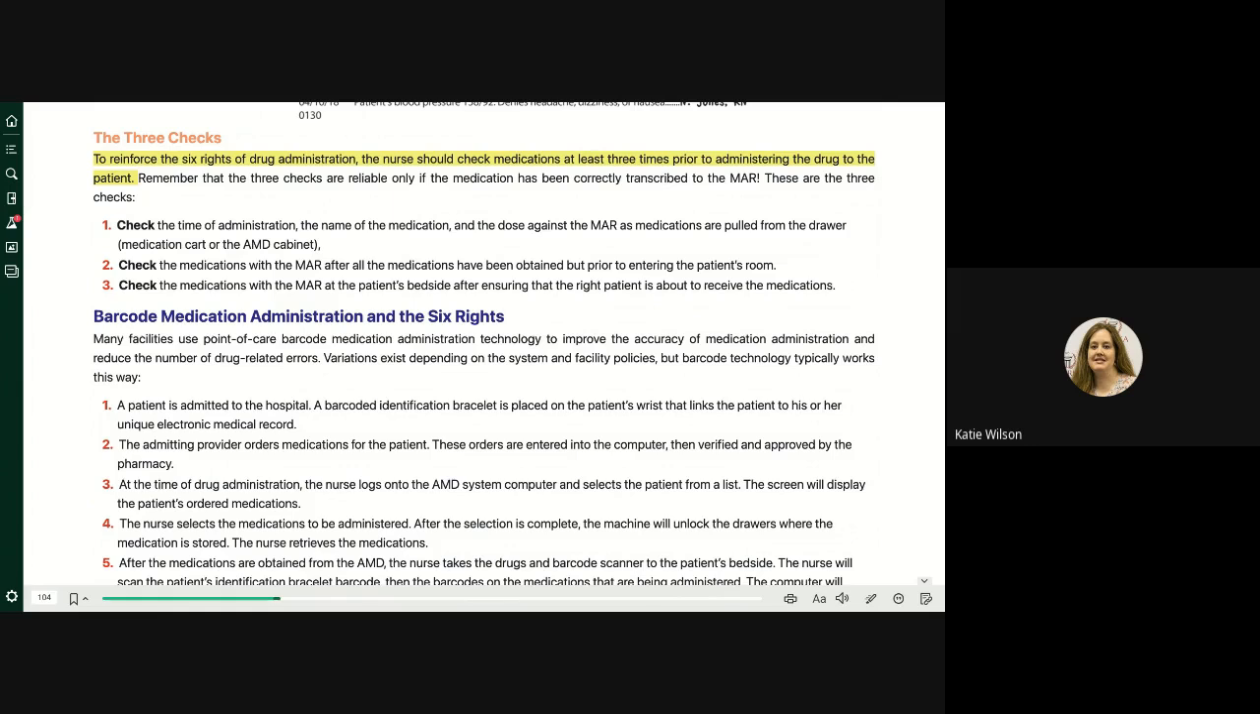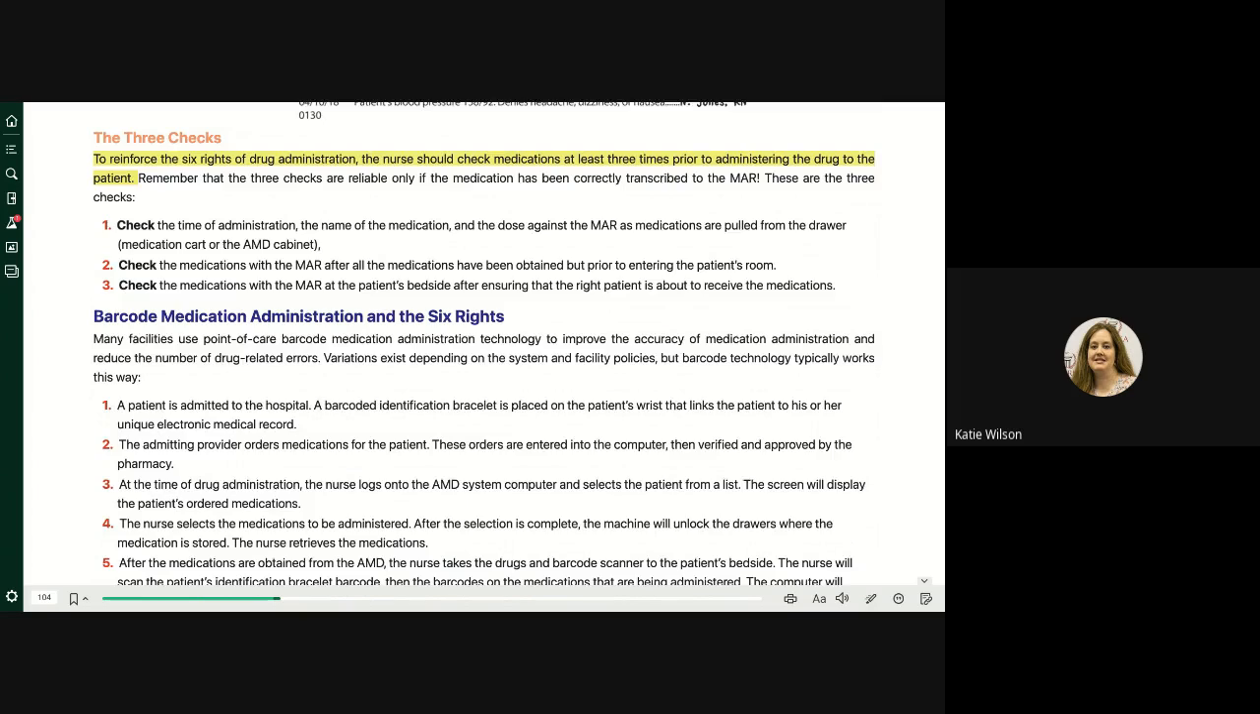Now, being young, you're probably thinking, well, I might have 1 medicine or 2 medicines, but some of the chronically ill patients or older population, they might have 6 to 10 or more medications that they're receiving every med pass. So you might have a lot of medications that you're having to check. And then number 3, check the medications with the MAR at the patient's bedside after you ensure that the right patient is about to receive the medicines.